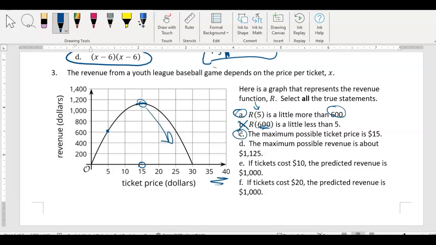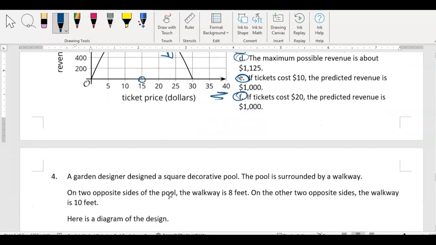The maximum possible revenue is $1,125. It does appear to be between $1,000 and $1,200, so that looks to be true. If tickets cost $10, the predicted revenue is $1,000, also true. And letter F, if tickets cost $20, the predicted revenue is $1,000. That is also true.